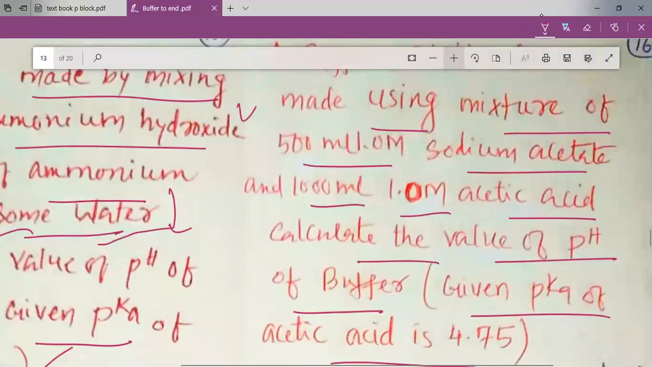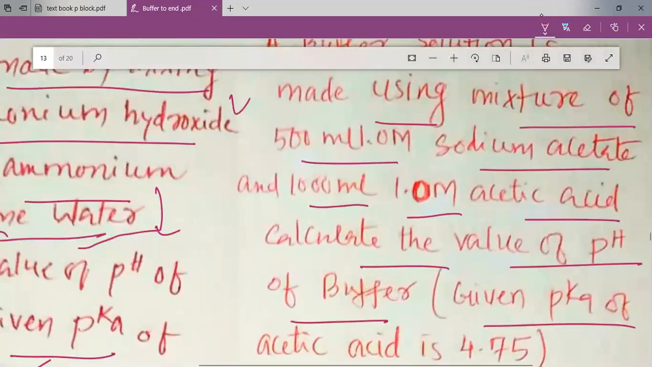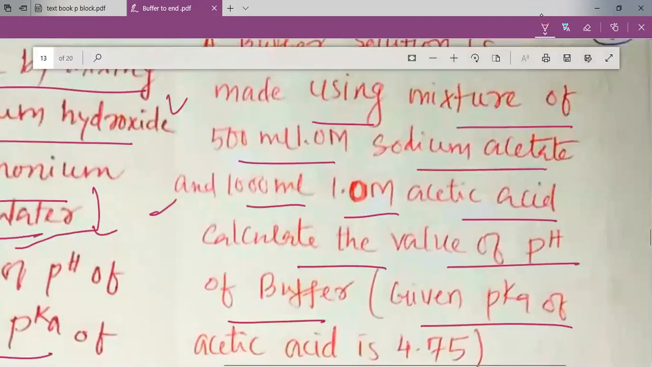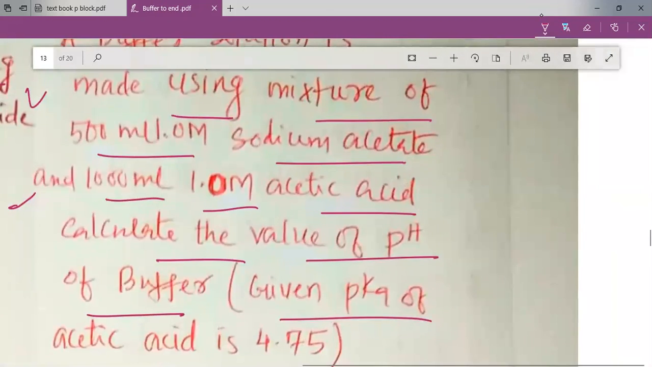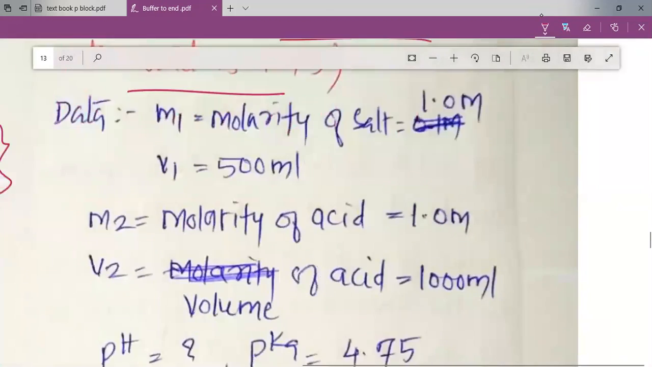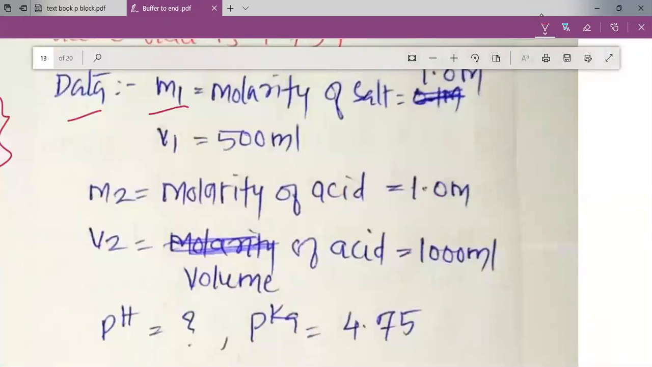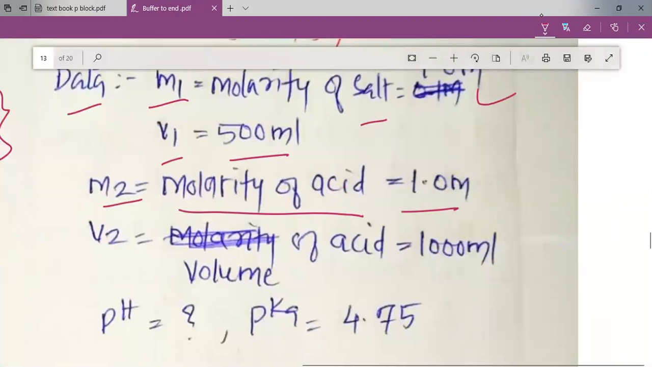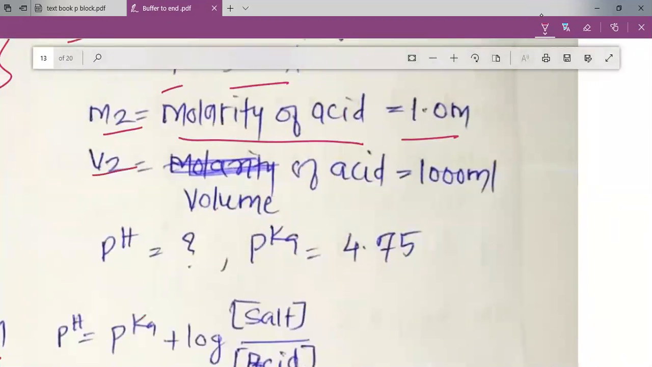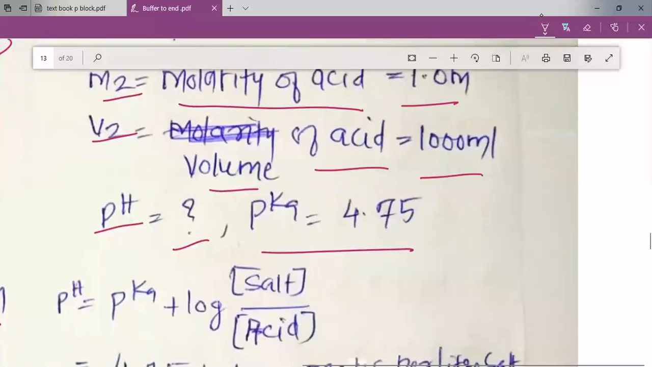So please pay attention, my dear students, that we want to solve this particular problem. When we solve this particular problem, dear students, here we are given the data: the molarity of salt, which is given as 1.0 mole. The volume is given, 500 ml. M2 is the molarity of acid, which is 1.0 molar. V2 is the volume of acid, that is 1000 ml. And pH we need to calculate. pK we need to calculate, my dear students.